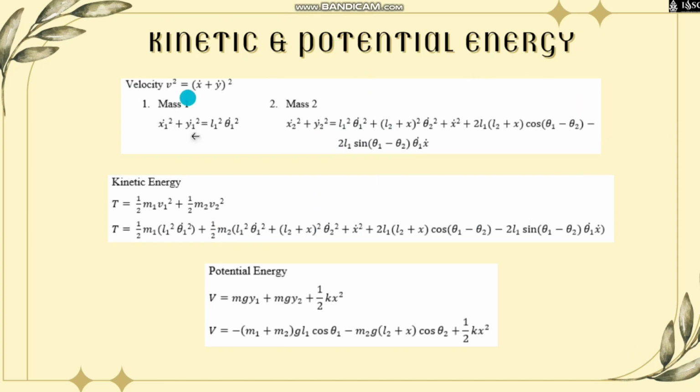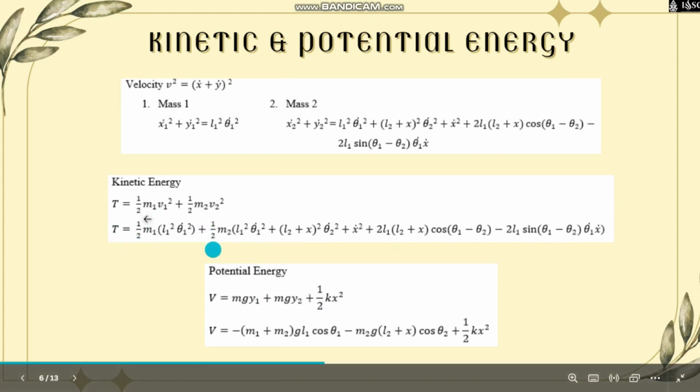If we already have the velocity, we can put all of this for mass 1 and mass 2 into the kinetic energy, where the kinetic energy T is equal to half m1 v1 squared plus half m2 v2 squared. So we just need to substitute the velocity that we have before into this, and for mass 2 it is also the same. Substitute this into the kinetic energy. So the kinetic energy is equal to this equation.